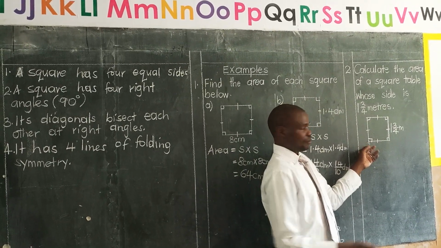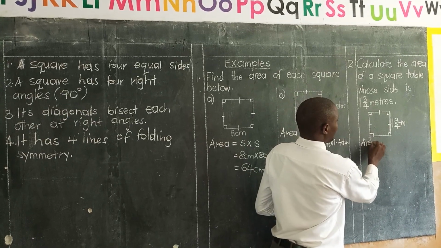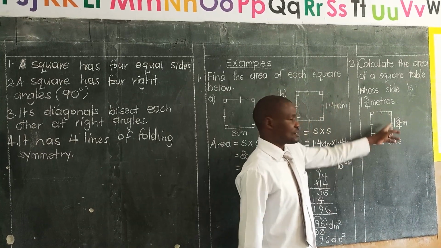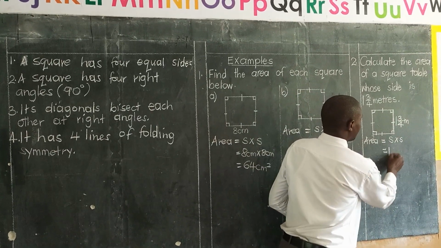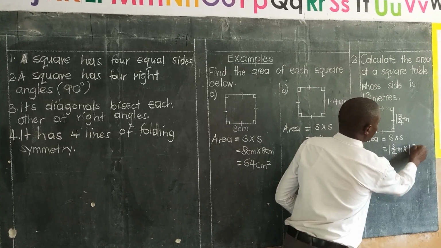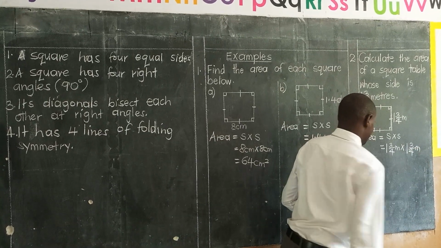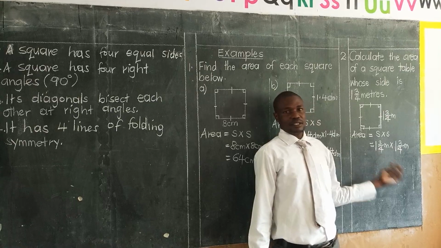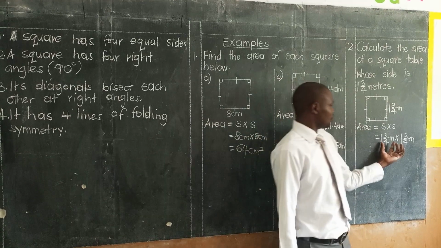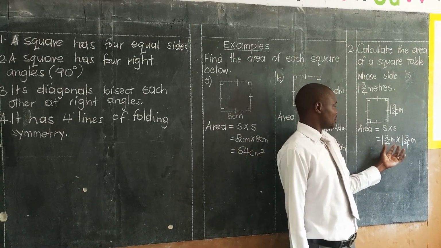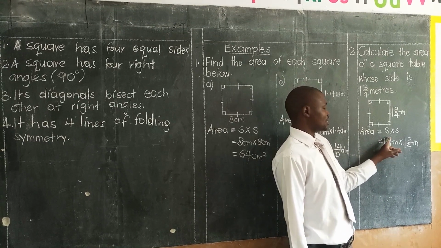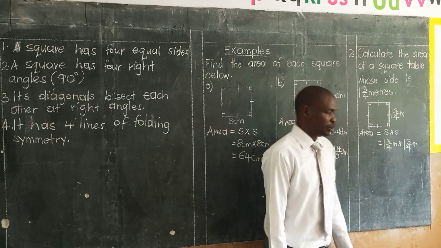Next thing now, our formula. The formula is area of a square is equal to side times side. Each side is 1 3/4 meters times 1 3/4 meters. When you have mixed numbers like this, we are supposed to convert them to common fractions. And I believe you should be knowing the formula. It's going to be denominator times whole number plus numerator, out of denominator.